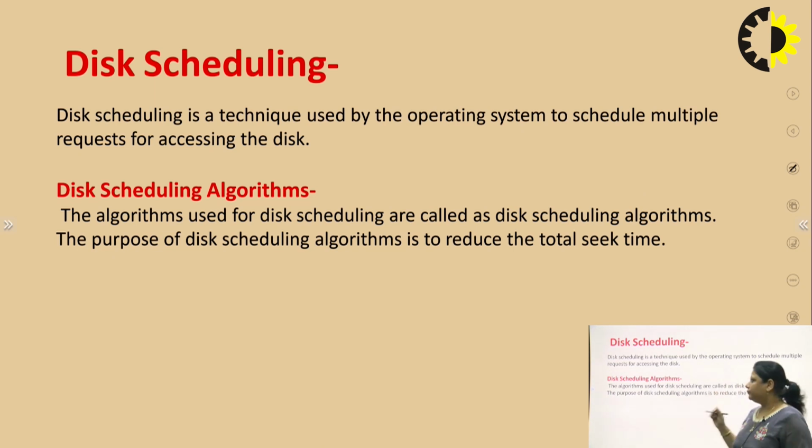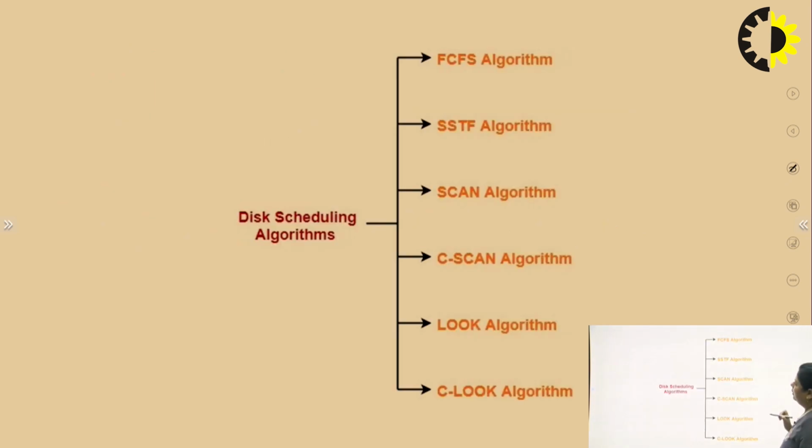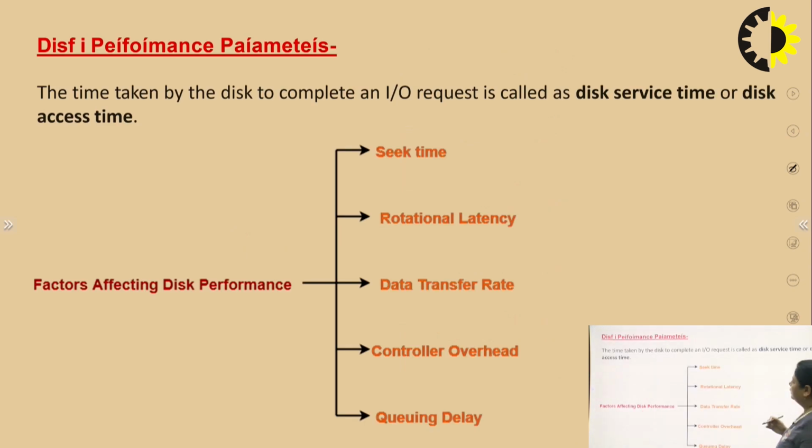There are disk scheduling algorithms such as FCFS, the first come first serve algorithm. Second is SSTF. Next is SCAN. Now CSCAN, LOOK and CLOOK. There are 6 disk scheduling algorithms. Each algorithm has its own characteristics and its own importance.